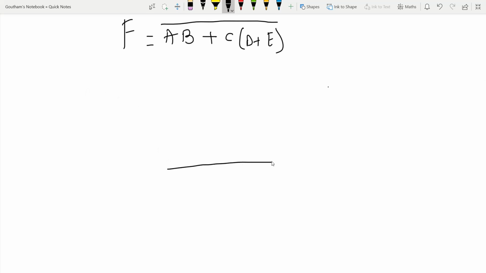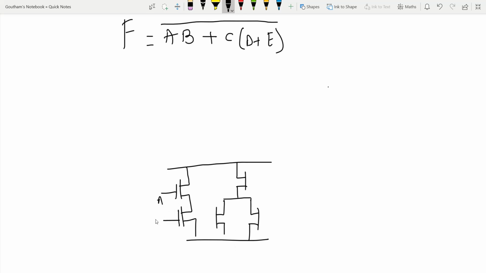Let me draw the pull down network first. AB is an AND, so those two will be in series. Now this AB term is being ORed with C into D plus E. Again, an AND is nothing but series, so C is in series with D plus E, which is an OR. This goes to ground. This transistor is A, this is B, this is C, this is D, and this is E.